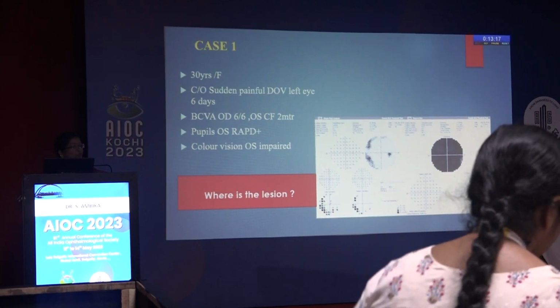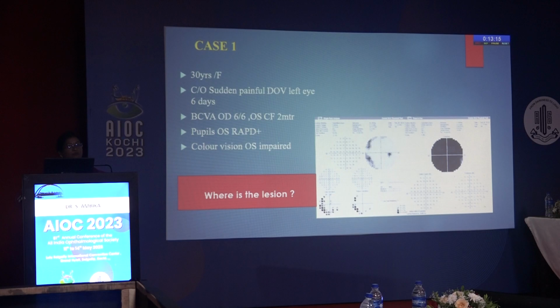This is a 30-year-old female who came with a sudden drop in vision in the left eye of 6 days duration, and the vision in the left eye was counting fingers at 2 meters. She carried a visual field with her which she had tried performing in the beginning, which showed an advanced loss in the left eye, and the right eye was normal. The color vision was normal in the right, but the left was impaired. So where do you think the lesion is?